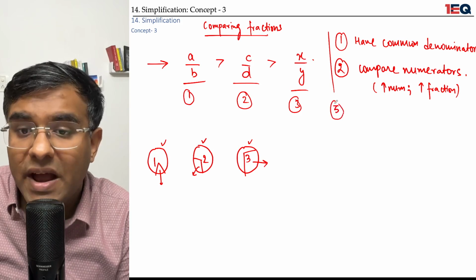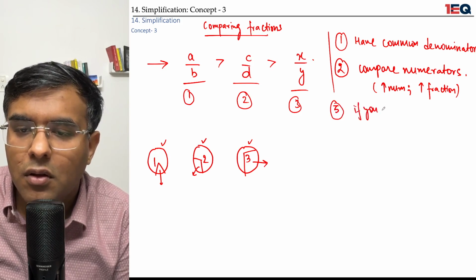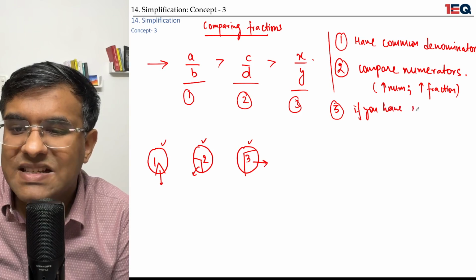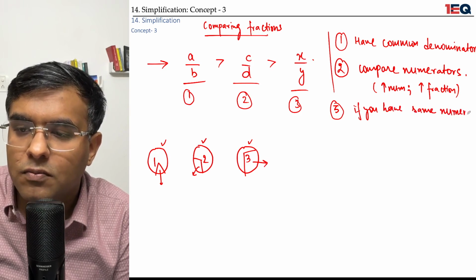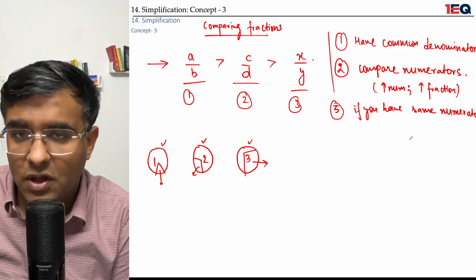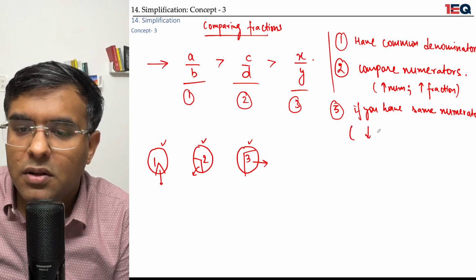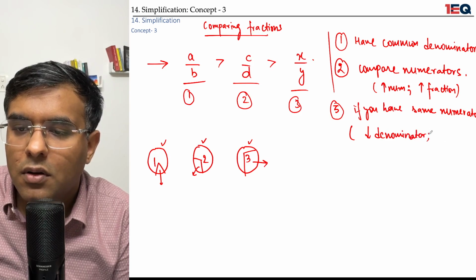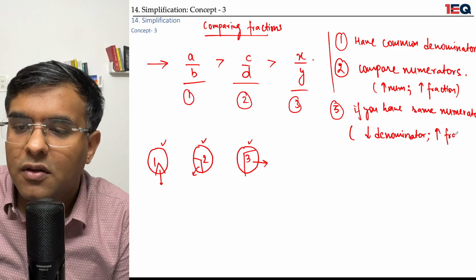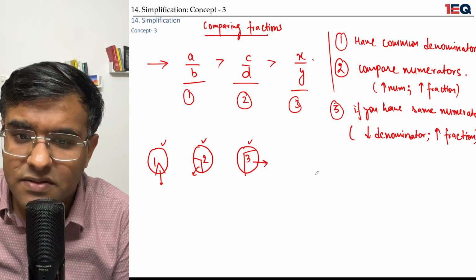Similarly, by chance, if you have the same numerators, then lower the denominator, therefore higher the fraction. And this works in the vice versa manner as well.